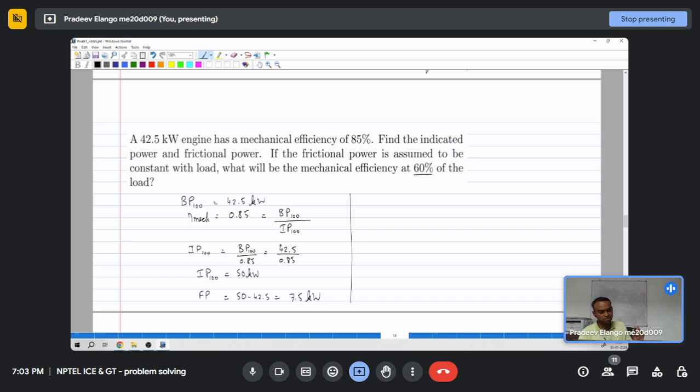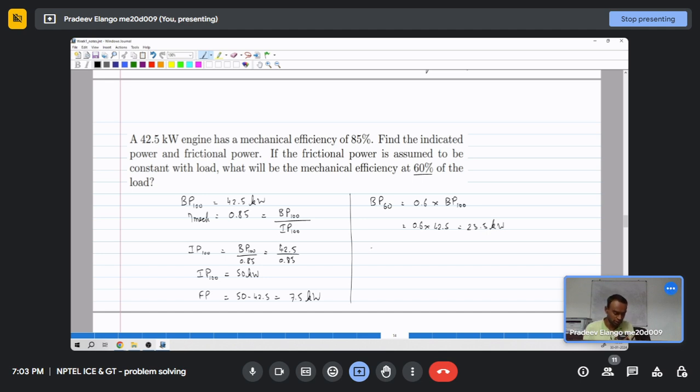Now they have mentioned that the friction power can be assumed as constant with all the load conditions. So now we need to find the mechanical efficiency at 60% of the load. So brake power at 60% is 0.6 times brake power at 100% load. That is 0.6 into 42.5, which is 25.5 kilowatts. Now we know what the friction power is.